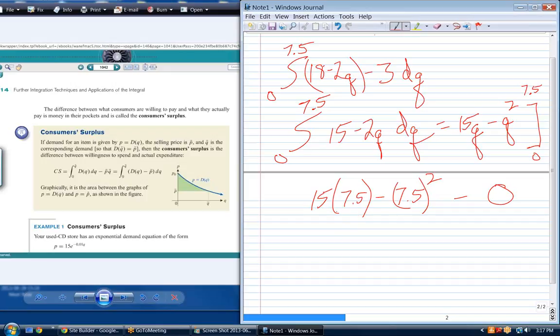Okay. So whatever this number is, that's your answer. The only difficulty was really finding q bar, and we had to use this that I'm pointing at over here. The D of q bar is equal to p bar, and they told us p bar was 3, so we just had to figure out what q bar was. And we did that.